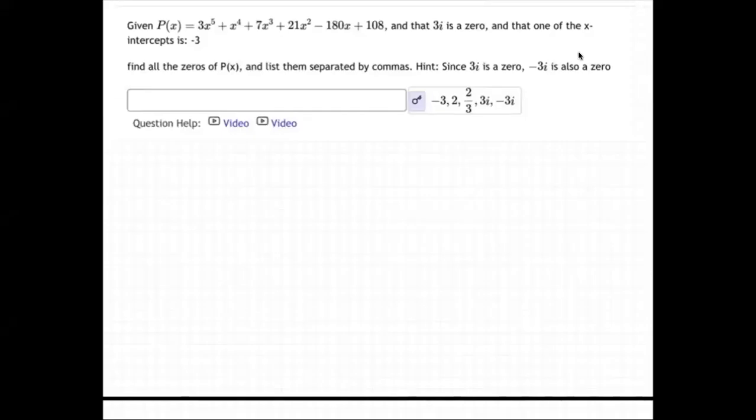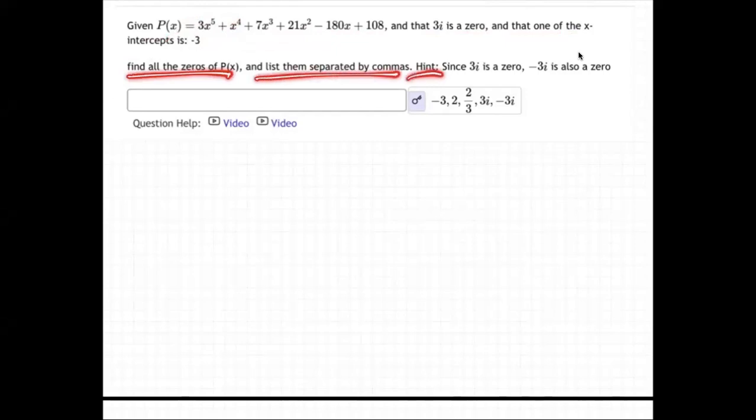Welcome to an example in which they're giving us this big polynomial right here, which is x to the fifth, 3x to the fifth, and then all the way down. And they're telling us that 3i is a 0 and that one of the x-intercepts is -3. And then they're giving us a hint. Find all the zeros, they say, and list them separated by commas.